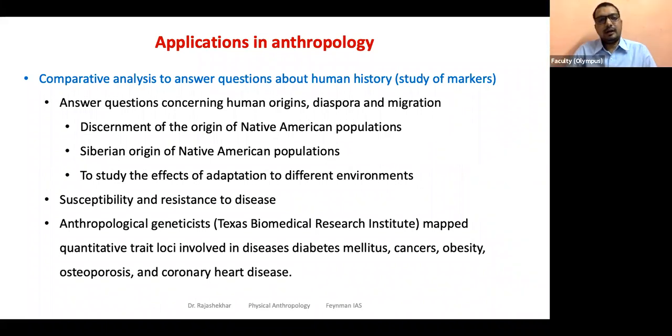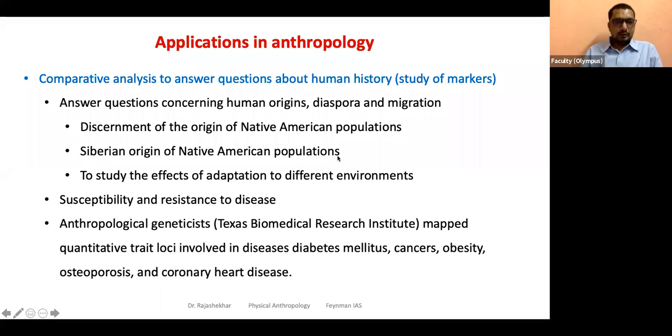Quantitative traits are measurable. Height is a measurable trait. Eye color, we have some techniques these days to measure them. Measurable traits, skin pigmentation. So these are called quantitative traits. Polygenic inheritance that we talked about, multifactorial inheritance we talked about. Those traits are quantifiable. They're not discrete Mendelian characteristics, like either you have a character or you don't, either you have a widow's peak or no widow's peak. It's not like that, right? So here we have a range, so they're called quantitative traits. Like that, quantitative trait loci are the regions where such genes are present. So they are mapped by anthropological geneticists at Texas.